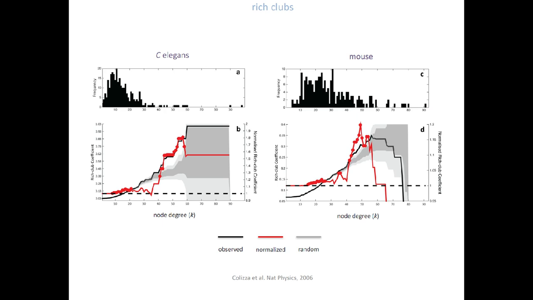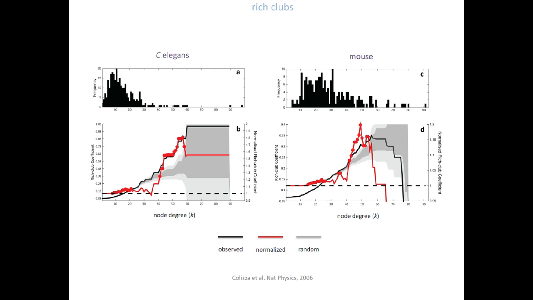So this is data from C. elegans and the mouse. At the top we've got the degree distribution. And here the black line is the observed coefficient. The gray area is the range of values we get in randomized networks. And the red value is the normalized coefficient. So basically the black divided by the mean of the gray.